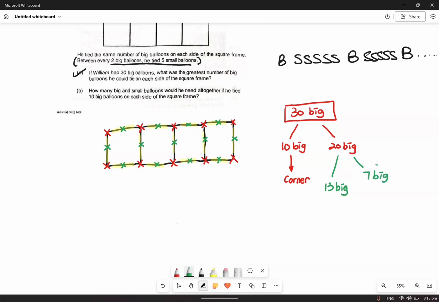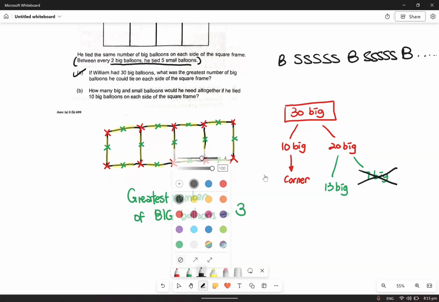The excess, which is the 7, this person probably is not going to use. But why, Teacher Joseph? Because the question says the balloons are on each side. So when I refer to each side, I'm referring to the fact that each side needs to be the same. So the greatest number of big balloons needs to be 3.